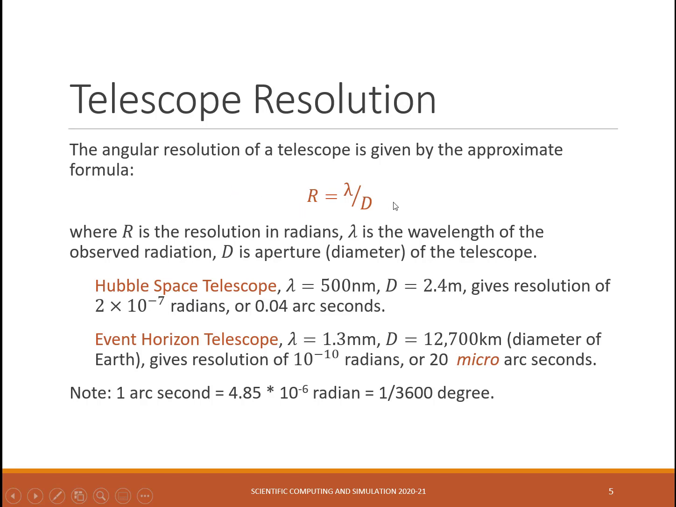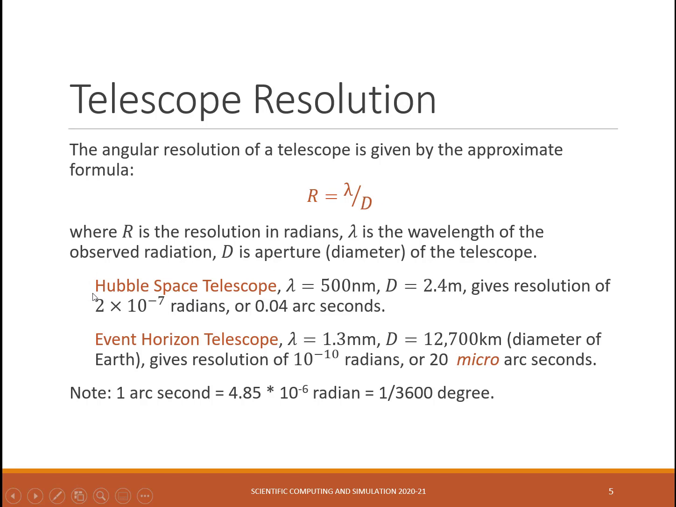Here we have a formula estimating the resolution of a telescope. In this formula, R represents the resolution in radians. Lambda determines the wavelength of the observed radiation or light. And D is the aperture or diameter of the telescope.